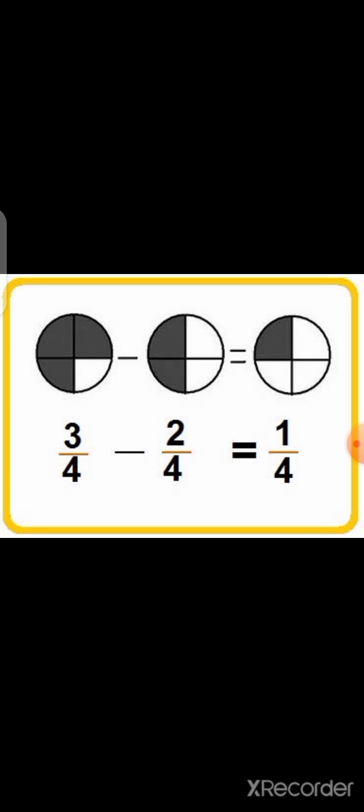In the same way, you can subtract like fractions. 3/4, 3 parts are shaded out of 4 equal parts, minus 2/4. 2/4 parts are taken out. So how many parts are left? 1/4.